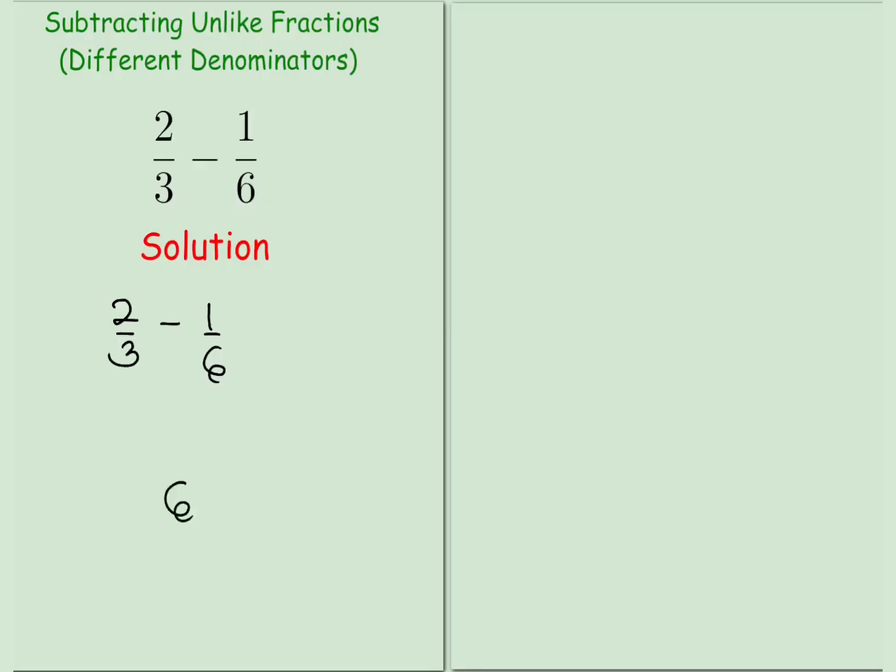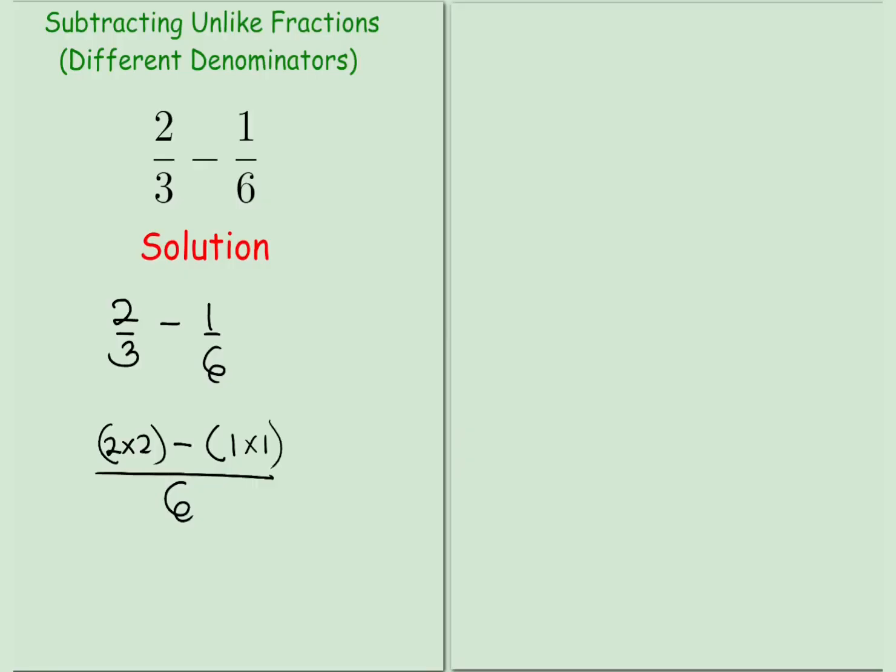And that is 6. That is the smallest number that 3 can divide and 6 can also divide. So 3 divides 6 twice. That 2 now multiplies this numerator we have over here. Then 6 also divides 6 once. So that 1 also multiplies the numerator you have above.